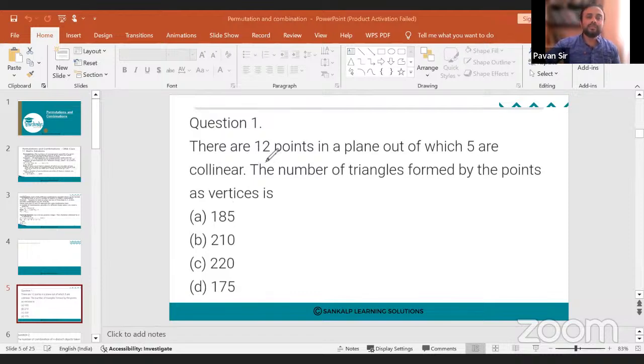There are 12 points in a plane, out of which 5 are collinear. Collinear in the sense they lie on the same line. Suppose this is the first point, second point, third point, fourth point, fifth point. If all lie on the same line, then they are called collinear. Always remember that collinear points never make a triangle. Only non-collinear points will form a triangle. Try to give the answer. Given one hint.